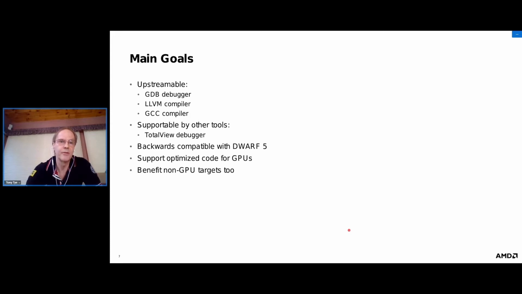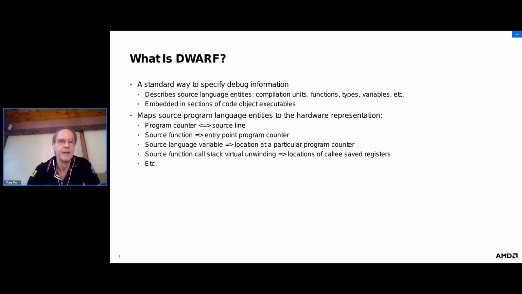So our main goals really were we wanted to have an upstreamable GDB and LLVM compiler and GCC compiler support. We wanted to have it so that we could support other tools such as the TotalView Debugger. We wanted to be definitely backwards compatible with DWARF 5. Obviously, we wanted to have the things that GPUs needed, but we didn't want it only to benefit GPUs. We believe that the changes we're suggesting here will benefit other things beyond GPUs.